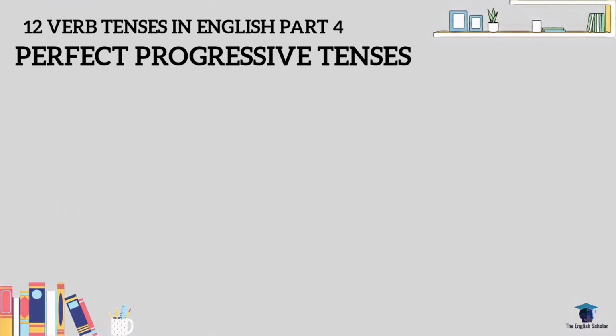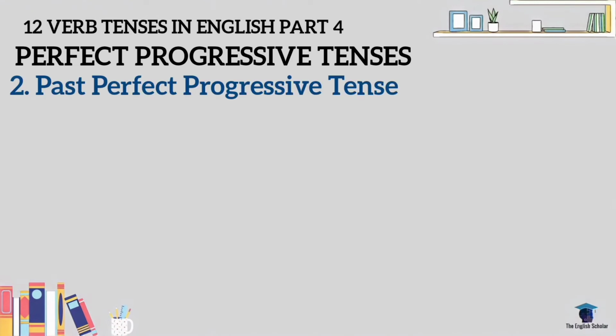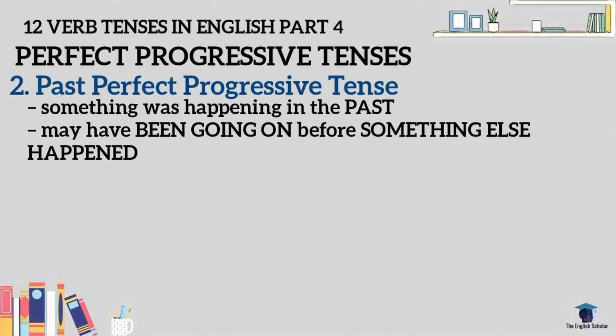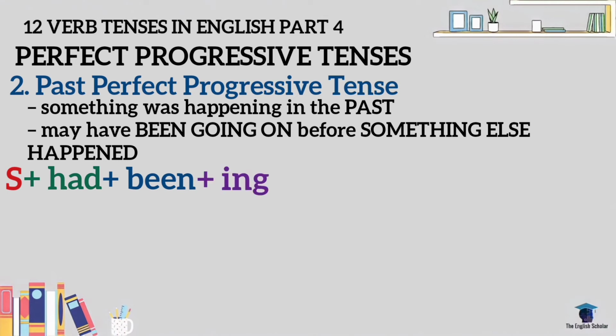Now let's have the second one, past perfect progressive. This shows that something was happening in the past and may have been going on before something else happened. This follows the sentence pattern, subject plus had plus the past participle of be, which is been, plus ing, plus the second action or the second event. We use had since we are talking about past. Had is the past participle of have or has. Regardless of the subject, singular or plural, we use had for this tense.